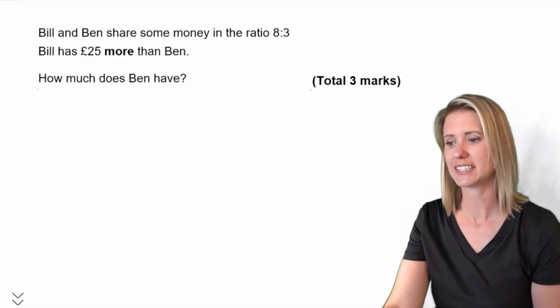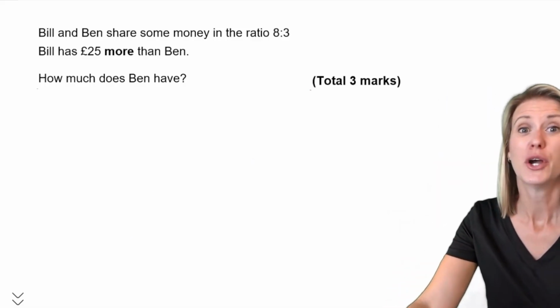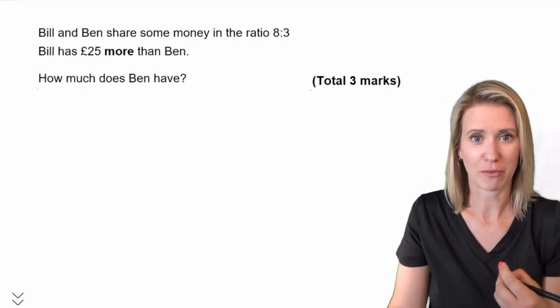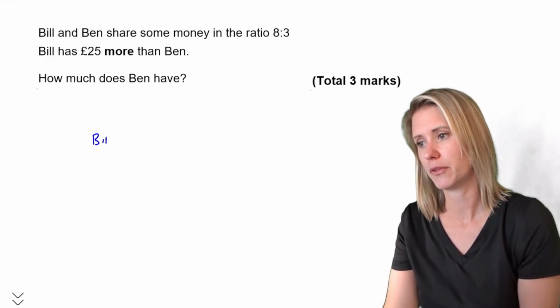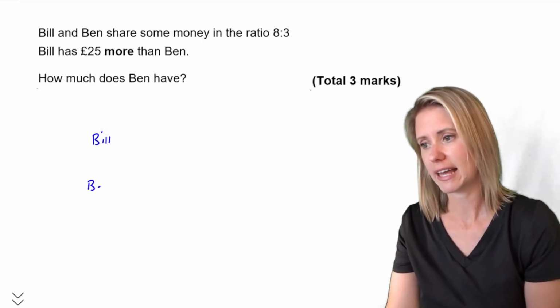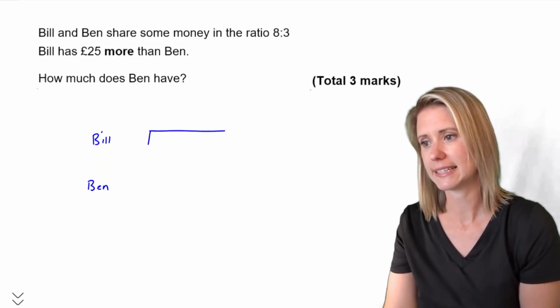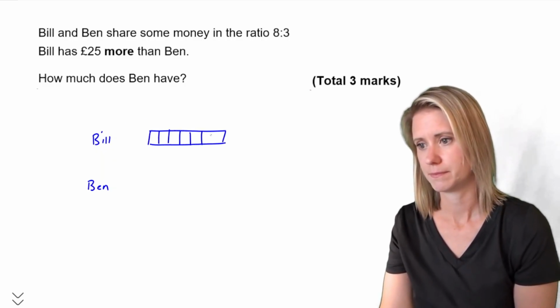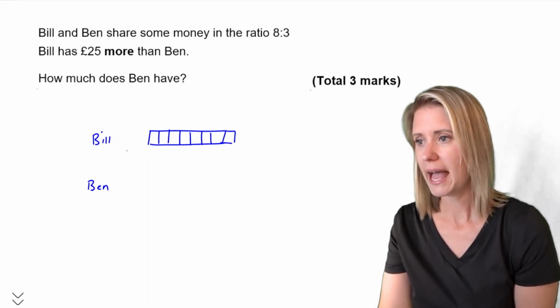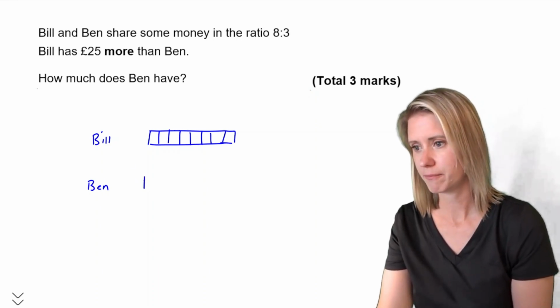Another similar question. Bill and Ben share some money in the ratio 8 to 3. We're not told how much they're sharing. We're just told they're sharing some money. Bill has £25 more than Ben. So let's write these out again. Let's draw the ratio. Bill has 8. And Ben has 3.